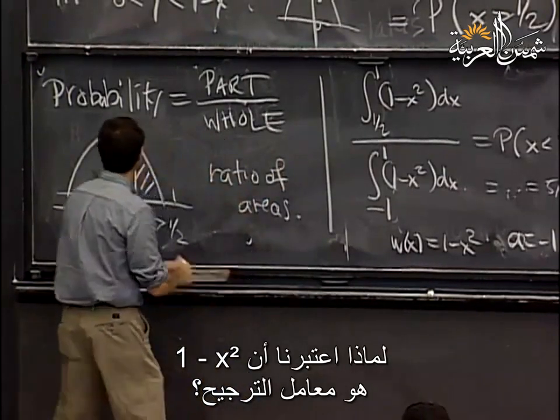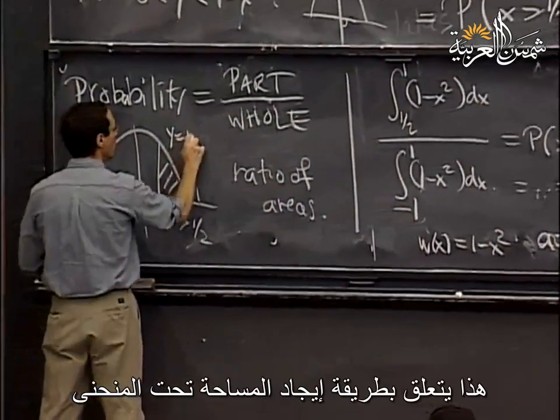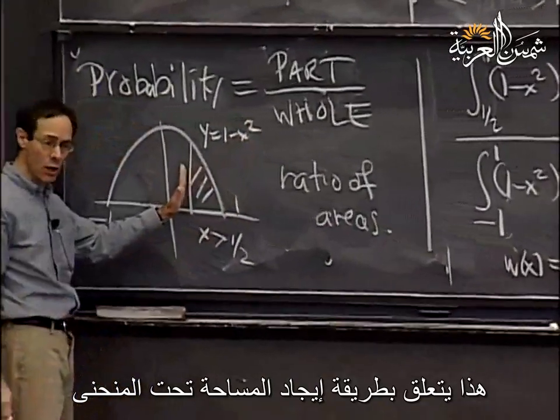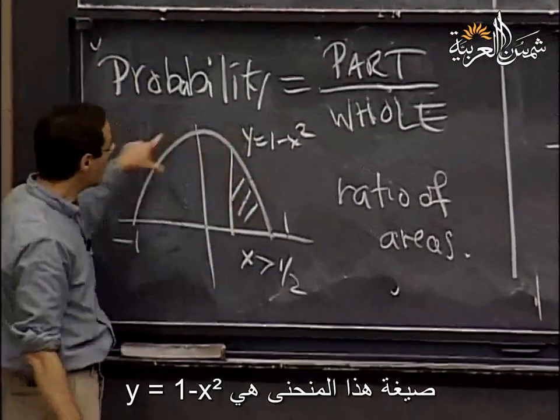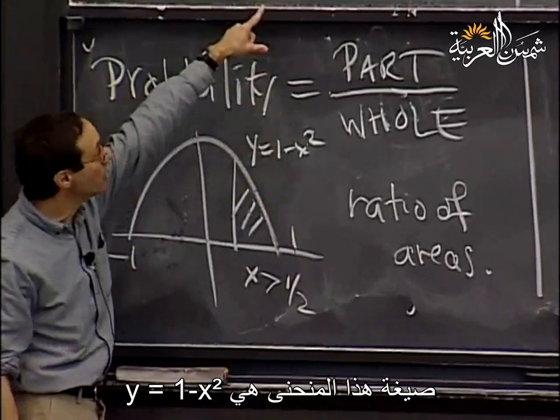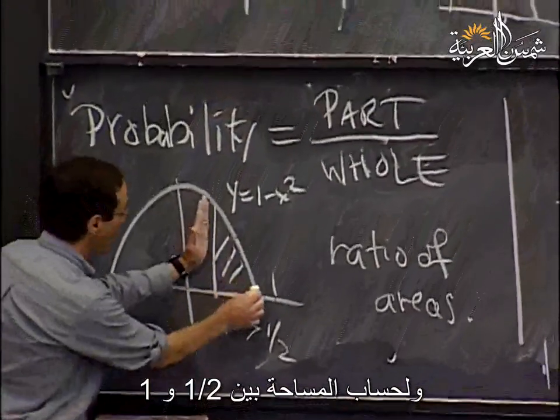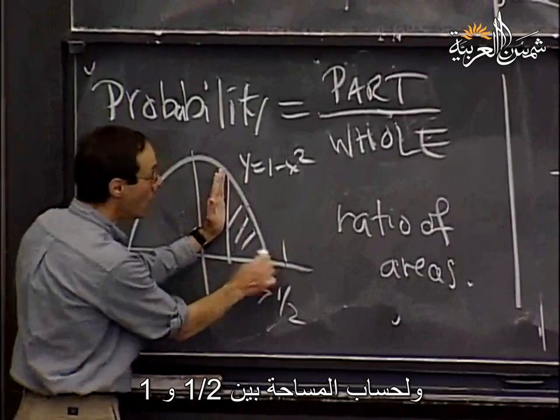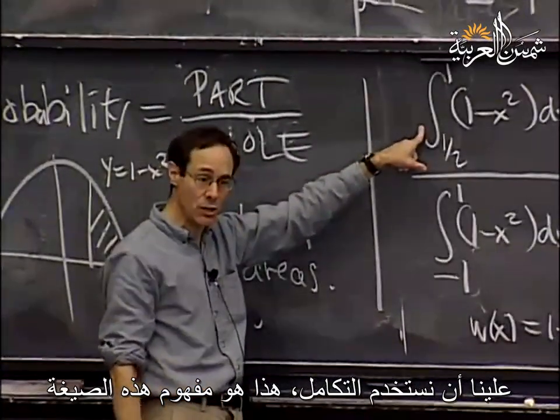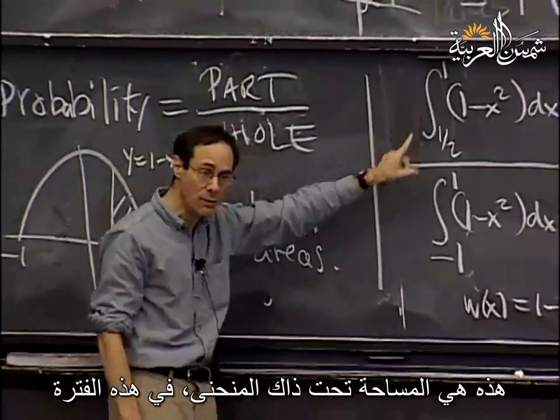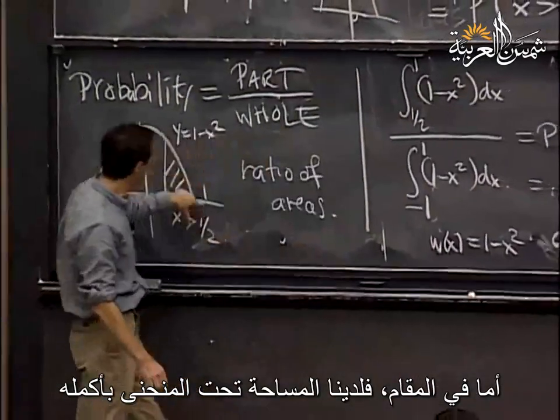Why is 1 minus x squared the weighting factor? That has to do with how you compute areas under curves. The curve here is y equals 1 minus x squared. And so in order to calculate how much area is between 1/2 and 1, I have to integrate. That's the interpretation of this. This is the area under that curve, this integral. And the denominator is the area under the whole thing.